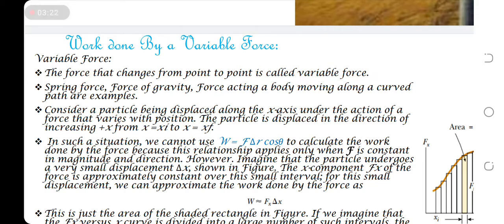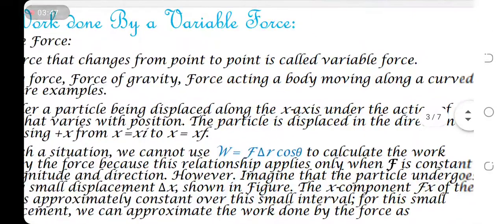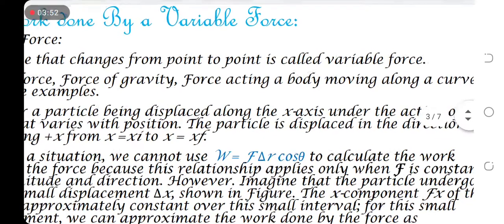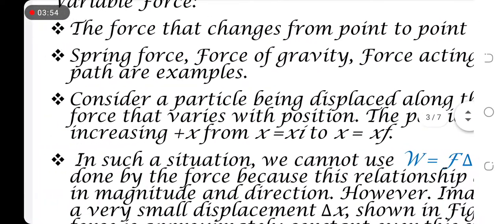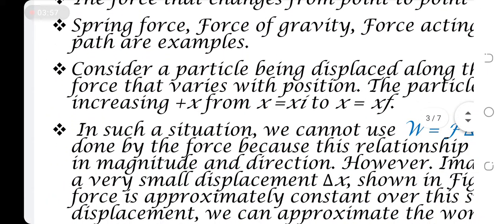First of all, we have to know the difference between constant force and variable force. If a force, meaning its magnitude and direction, remains the same at all instants, it is constant. But if a force changes from point to point or with time, it is known as a variable force. There are so many examples. The first example is the spring force.